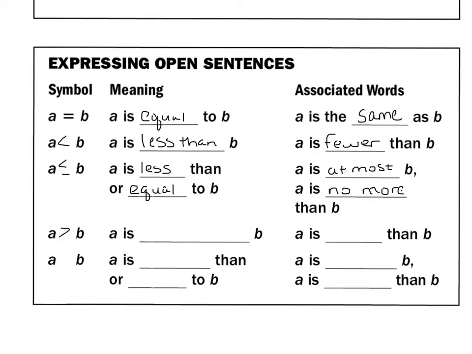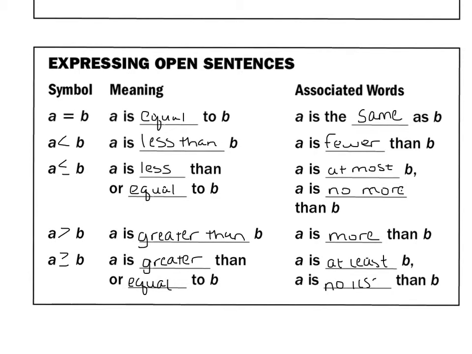Our next one is A is greater than B. A is greater than B. Associated words, A is more than B. And our final one, A is greater than or equal to B. Again, that's A is greater than or equal to B. Associated words, A is at least B, or A is no less than B.